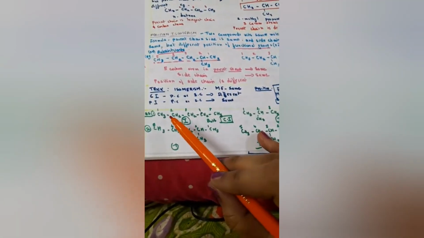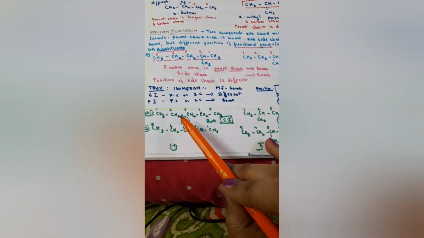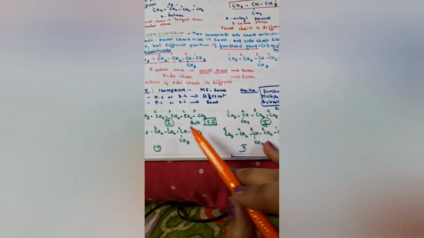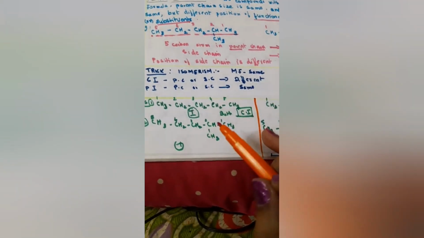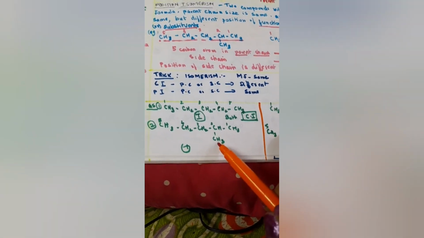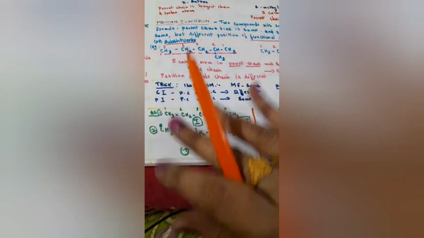Now see this question. The first one is CH3, CH2, CH2, CH2, CH3, and here, see, both have how many carbon atoms? 5 carbon atoms. And the second one is CH3, CH2, CH2, CH, CH3 with a CH3 side chain. See, the parent chain size differs, so you can see according to this that this is chain isomerism.